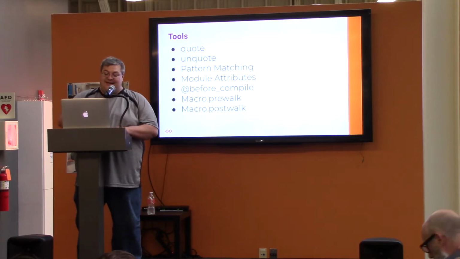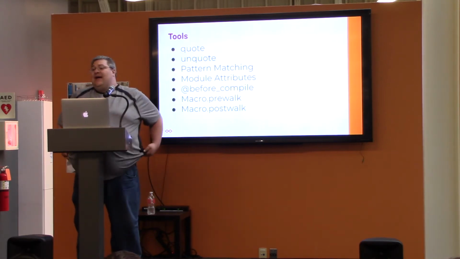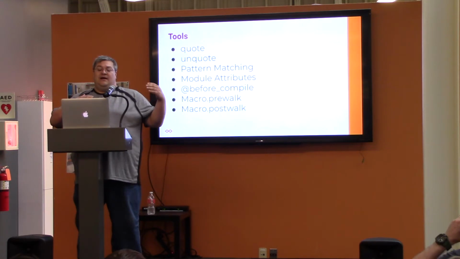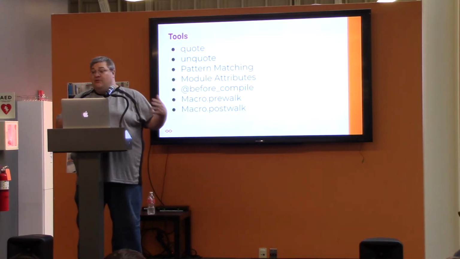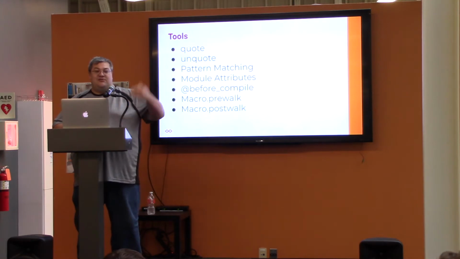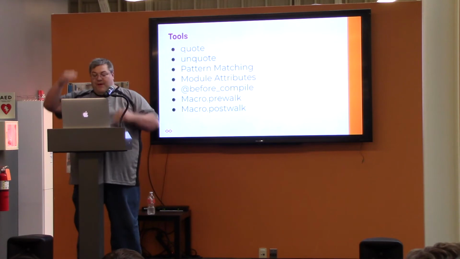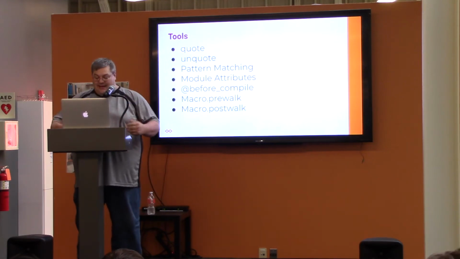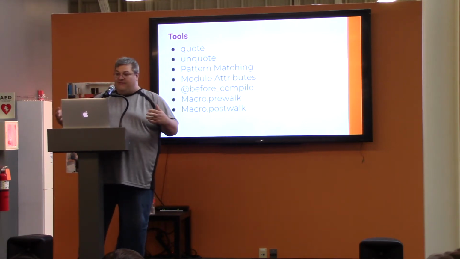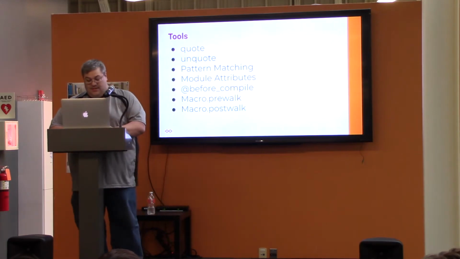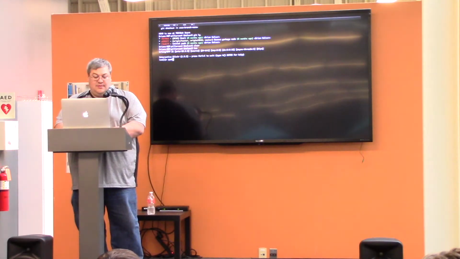Quote is the kind of foundation of everything. It's how we turn Elixir code into abstract syntax tree or quoted expression. When Elixir compiles, it actually runs through and expands all the macros, turning them into AST, and then it compiles the AST into the code that is actually run. And that's what gives us all the power for metaprogramming. Quote, you can just use it like any other function.